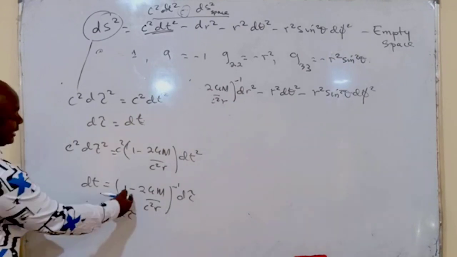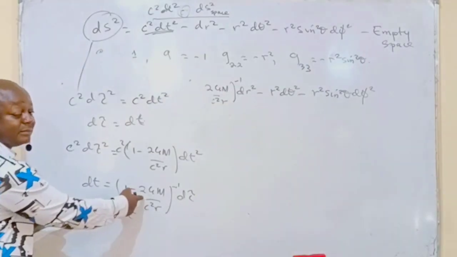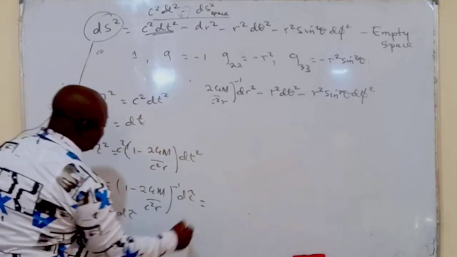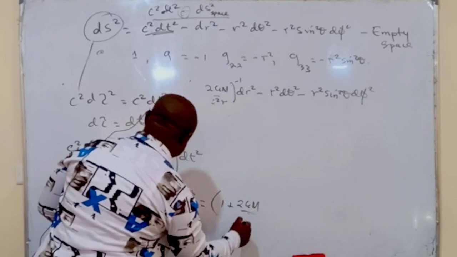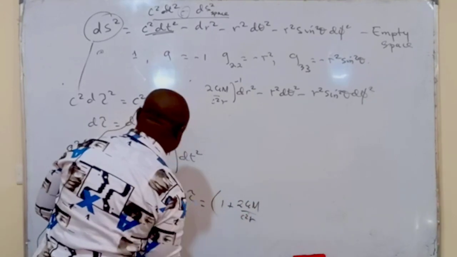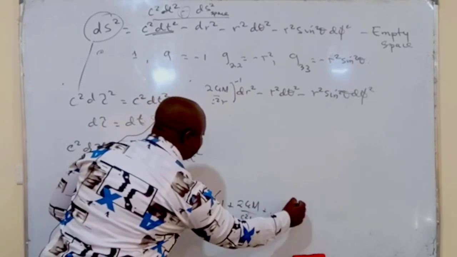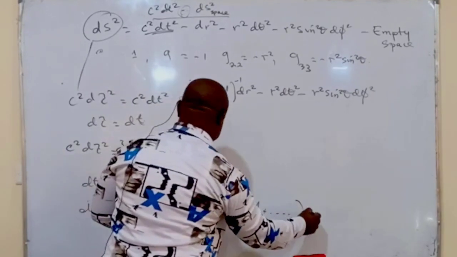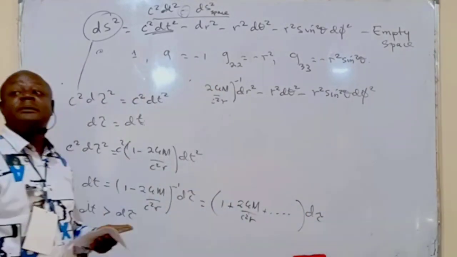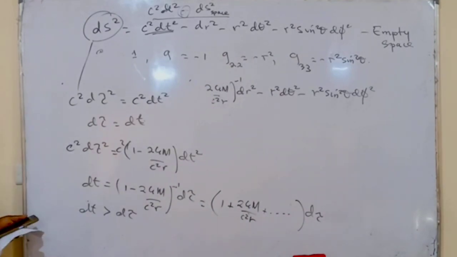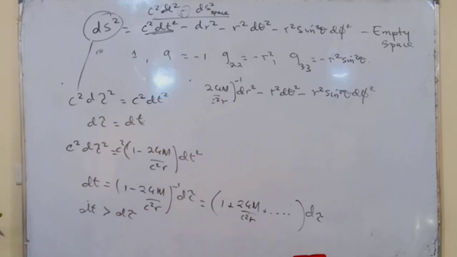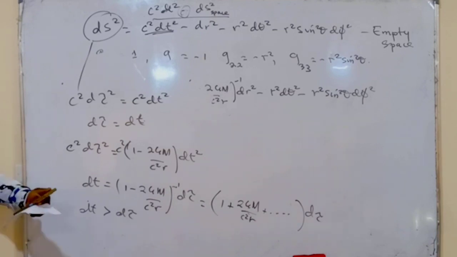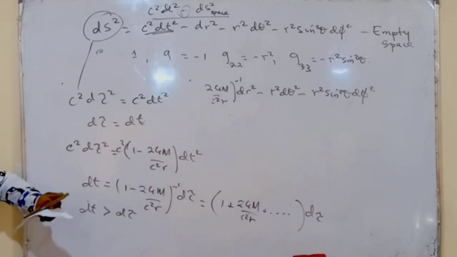Yeah, because once we expand this, we have 1 plus 2GM over c squared r plus another term, all of that times dτ. So you discover that dt is greater than dτ. So the coordinate time is more than the proper time. So gravitation has dilated the time.